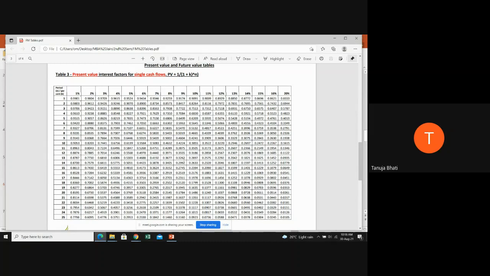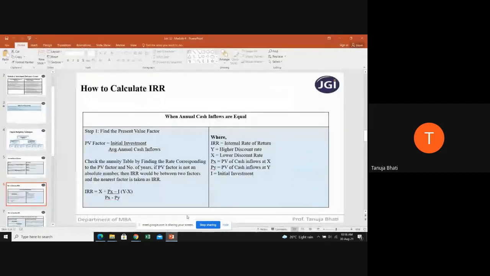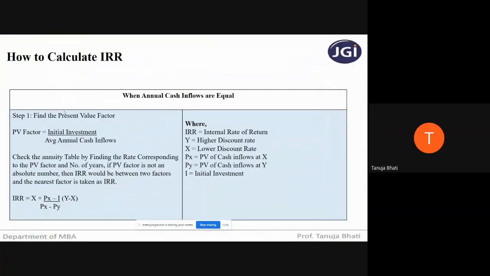Now we have to find out how we are going to find this PV factor. Let us see. Students, your first step will be to find the present value factor. Did you all understand why first you have to find the present value factor? Because we have to calculate a rate of return. Till now, we had the rate of return and the number of years, and then we were calculating the present value factor. But here, the number of years is given and the rate of return is something we have to find out. So to find the rate of return, we should know the present value factor.